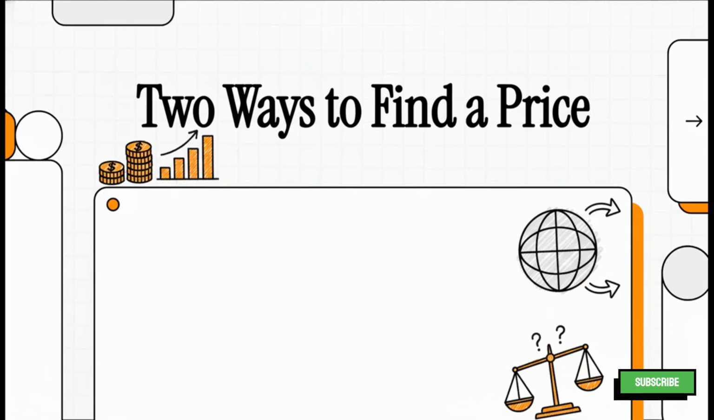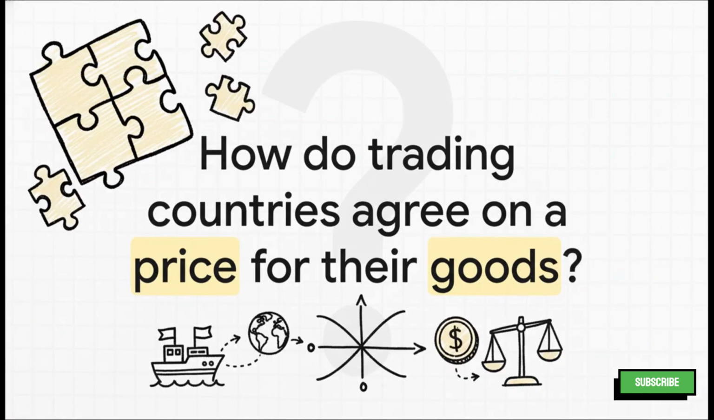All right, today we're going to tackle a really fundamental question, one that's right at the heart of all international trade. So, when two countries trade, how do they actually agree on a price? It sounds pretty simple, right? But finding that perfect sweet spot, what economists call the equilibrium price, is actually a huge puzzle. The good news is, economists have two main ways of solving it, and that's exactly what we're going to break down for you right now.